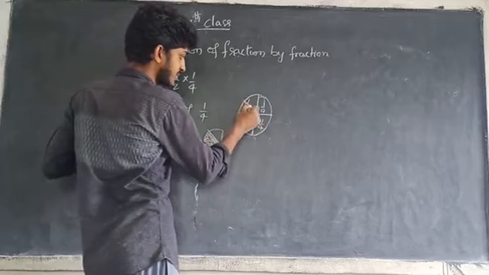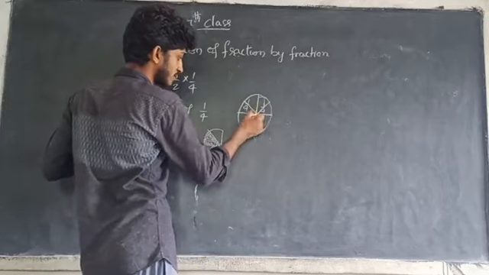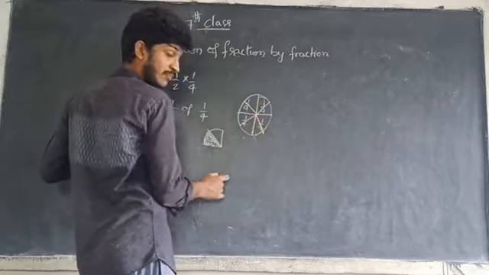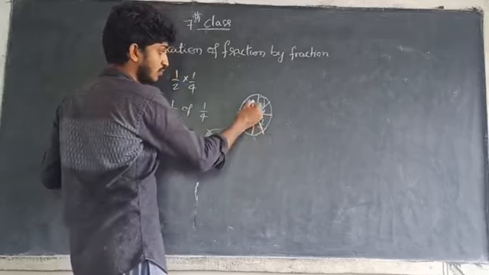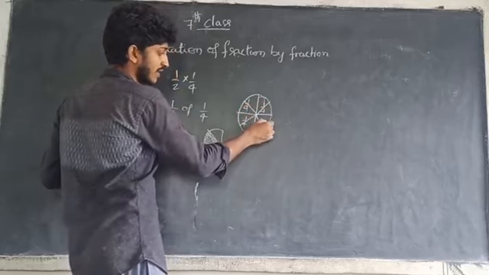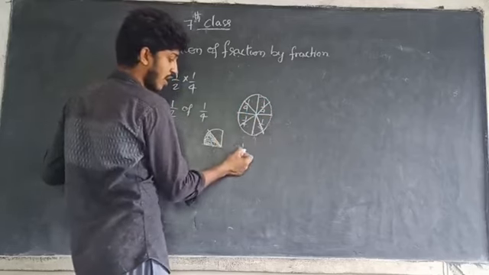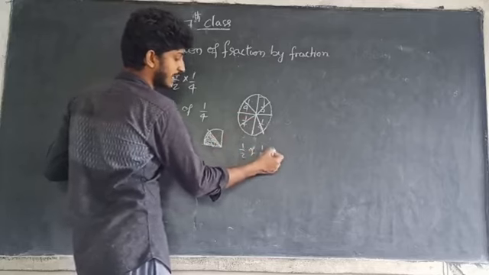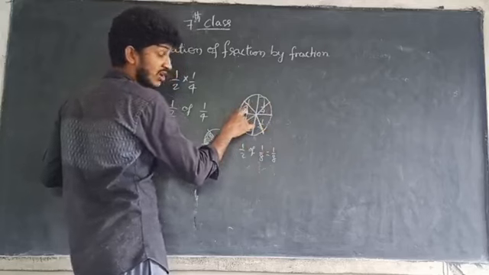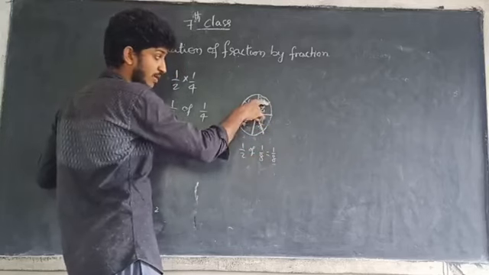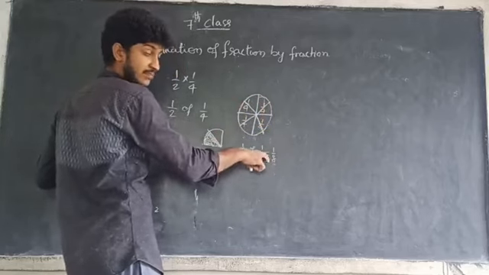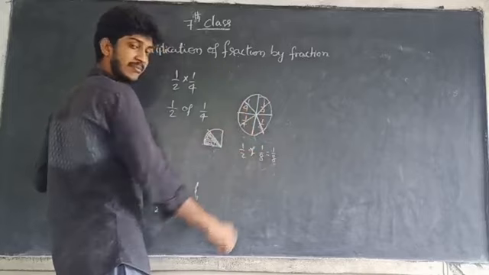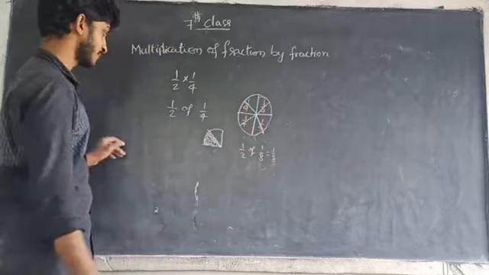If you take half of the parts, how many parts does a circle contain? 1, 2, 3, 4, 5, 6, 7, 8. So 1 by 2 of 1 by 4 means how much part? 1 by 8 part. In 8 parts, 1 part. In total, how many parts? 8 parts. So in those 8 parts, only 1 part. So 1 by 8. Okay, children.